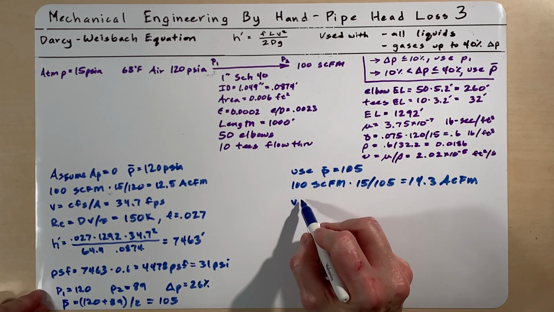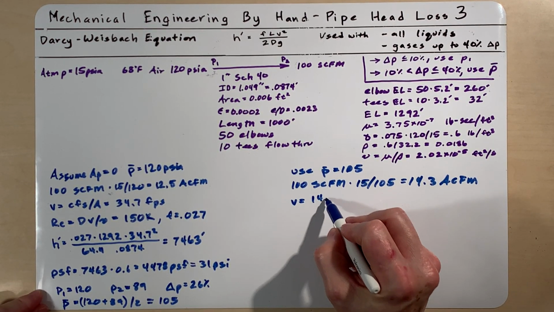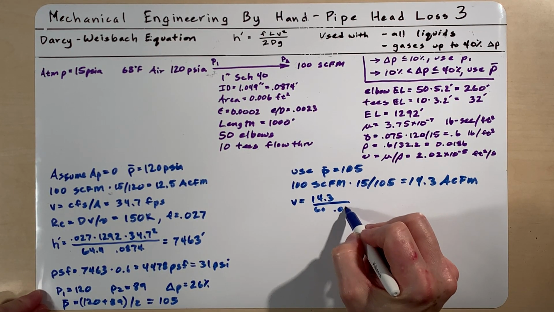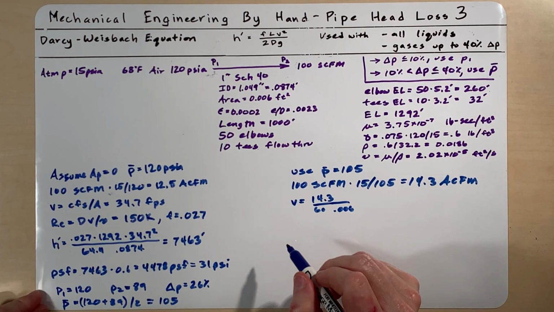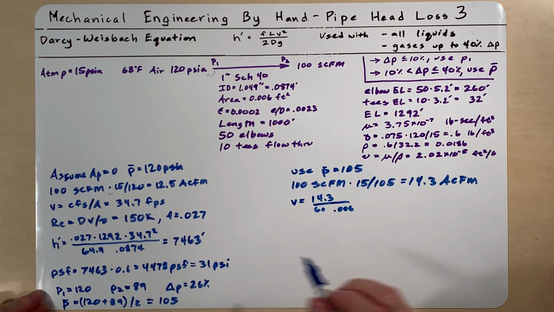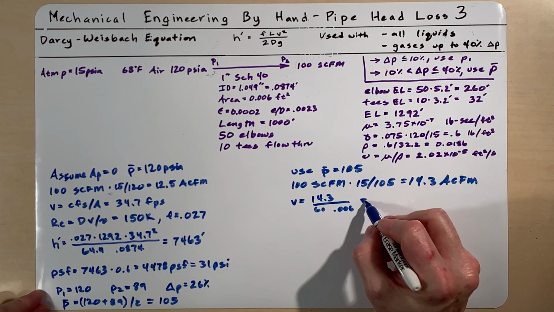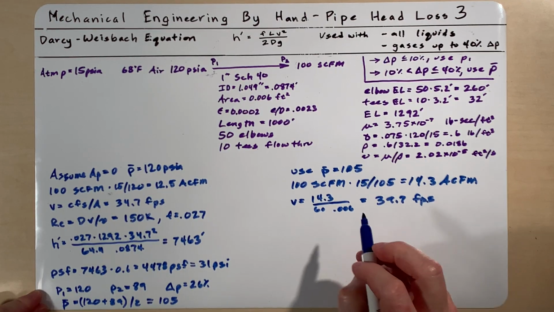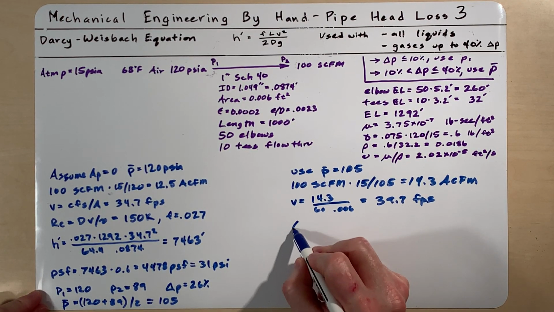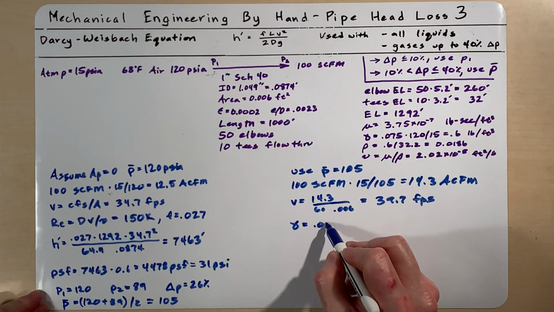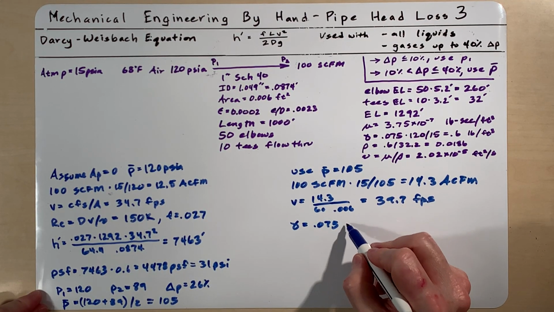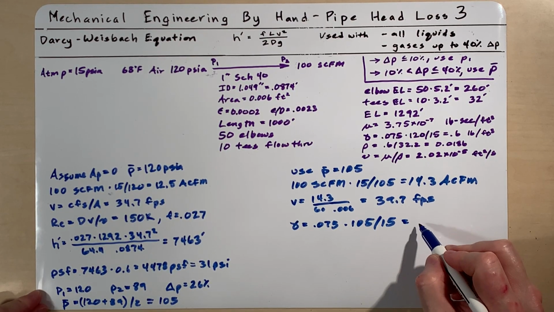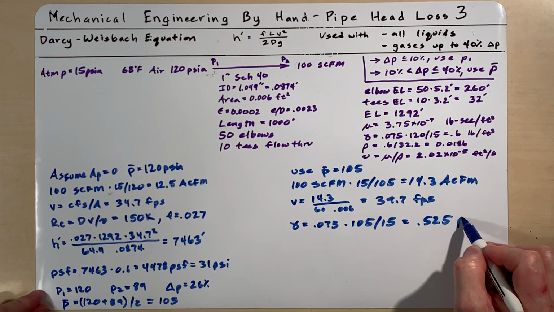And then our velocity: 14.3 over 60, divided by 0.006. I'm using the CFS over the area. And that equals 39.7. Okay, and then our specific weight is 0.075 times 105 over 15, and that is 0.525 pounds per cubic foot.